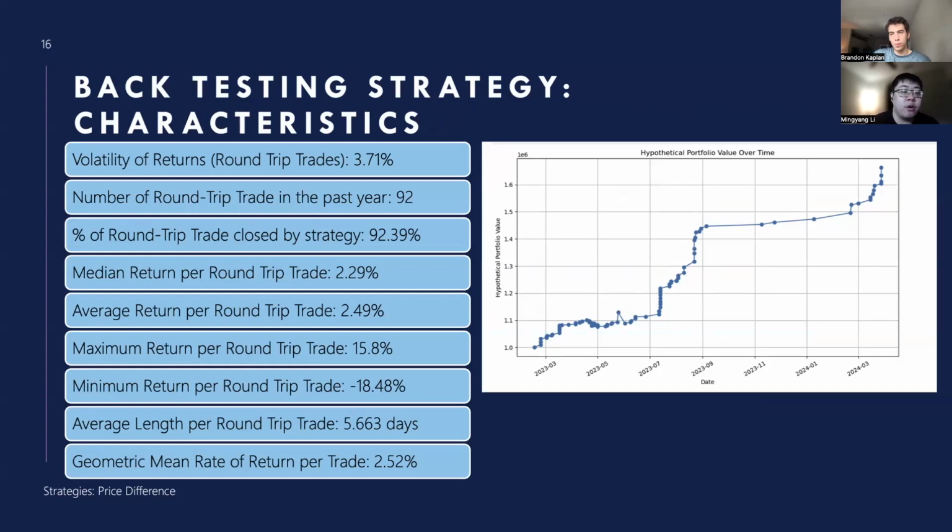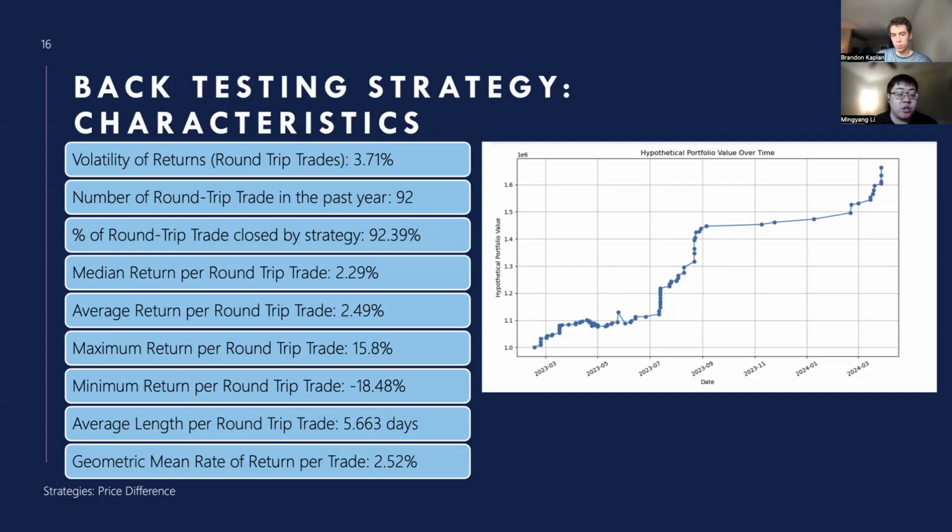For our algorithm, we found that the volatility of the returns is roughly 3.71%, and there are 92 round trip trades in the past years, and 92.39% of them have been closed by the strategy. Here, it means that if it is not closed by the strategy, it is closed by the 30 trading days rule. And we found that the average return per round trip trade is 2.49%, and we have a very high maximum and a very low minimum, which are 15.8% and negative 18.48% respectively.